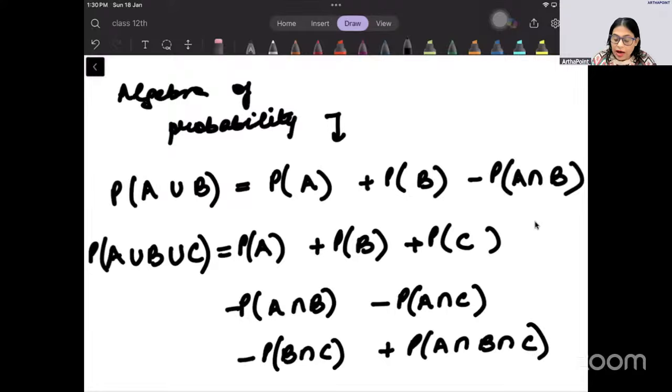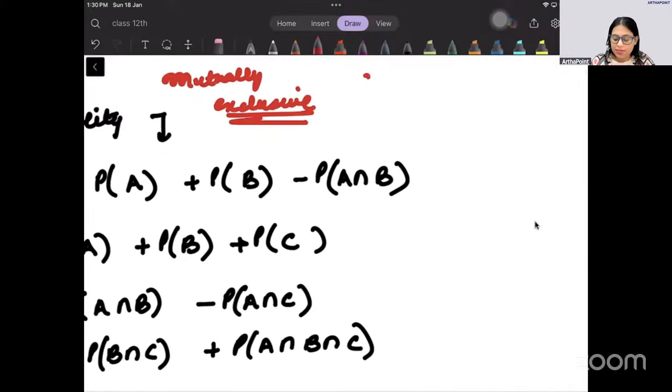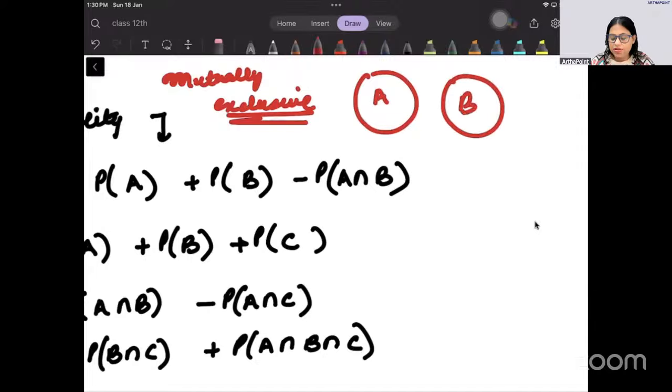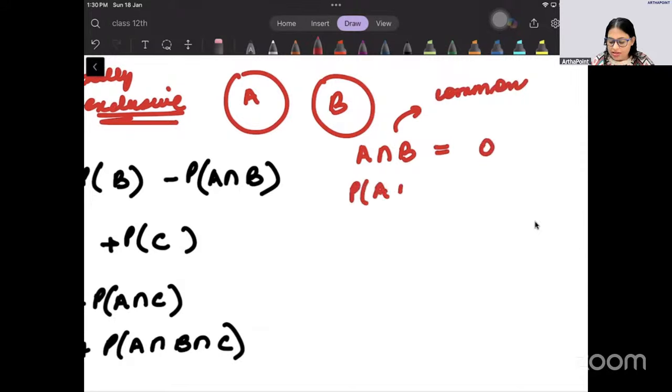Now when we say that the events are mutually exclusive, that means there is nothing common between these. If A is this, then B will be this. They have nothing common in them. So if there is nothing common between them, it means that A intersection B, the common part, becomes 0. So the probability of A intersection B is 0. This set is a phi set. It's a null set.